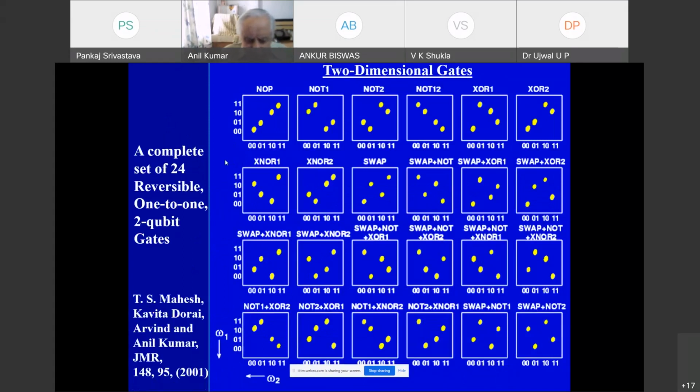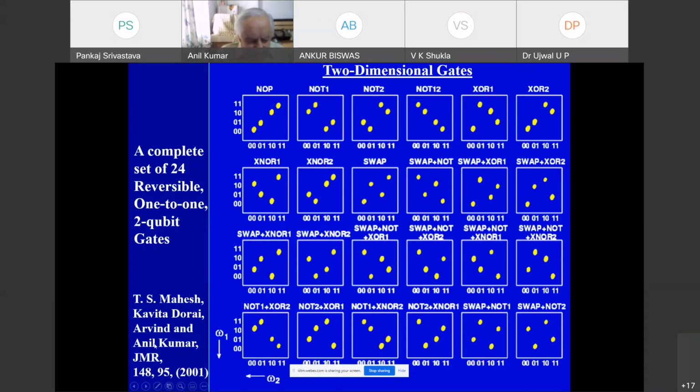I had to add something to this picture. Mahesh was a student who was just getting started when Kavita Durai was trying to finish up things. And one day Mahesh just came to my desk and put this piece of paper in front of me and said, this is a complete set of 2-qubit 2D gates. And we were all stunned. He didn't tell me how he did it. He himself found out what to do and how to do it and did it.